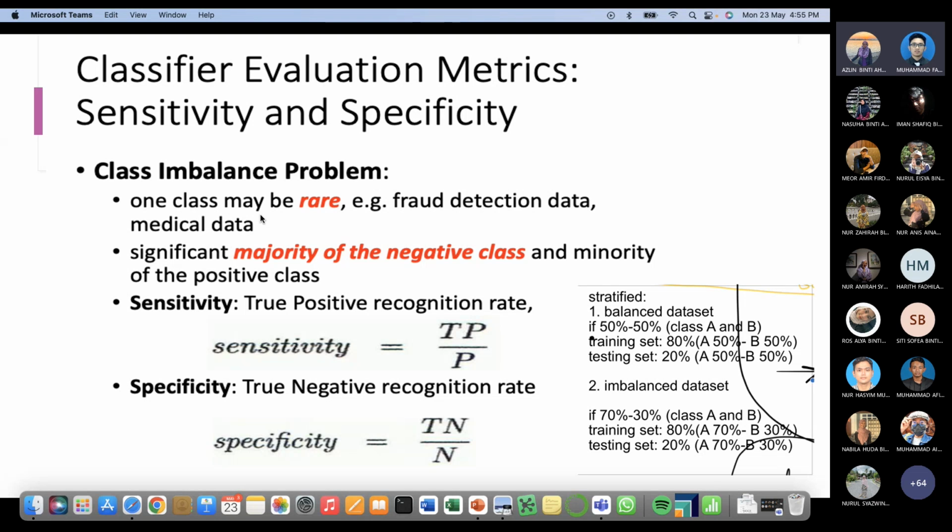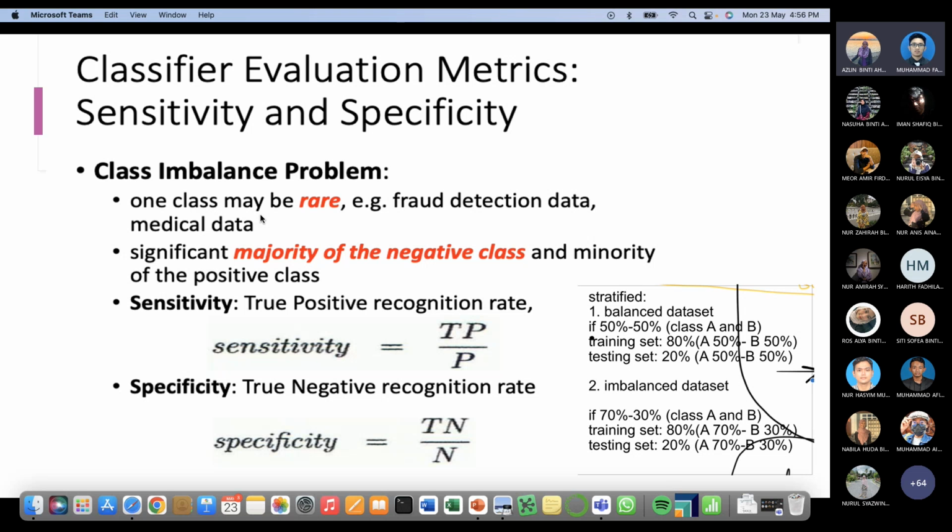mungkin you ambil je, tak apalah. Kalau kata imbalance pun imbalance lah, kan? Ambil je, tapi you need to be very careful lah. Maknanya you have the accuracy for that, tapi you also need to look at the sensitivity and specificity. Sebab kalau macam you pakai statistical method, you balancekan balik kelas tu, maybe you don't need this sensitivity and specificity.